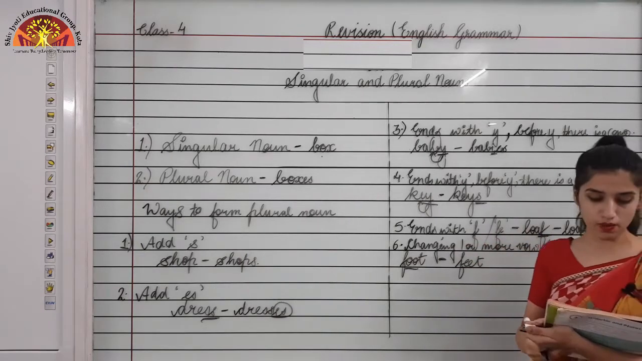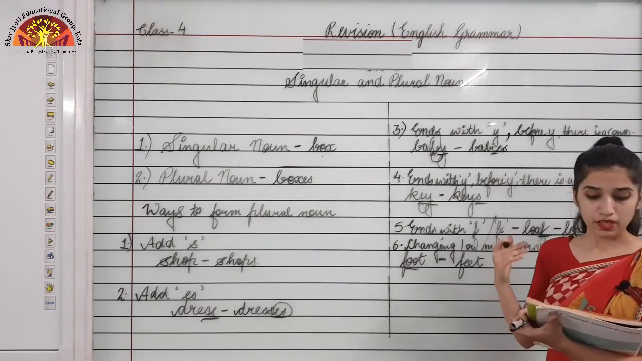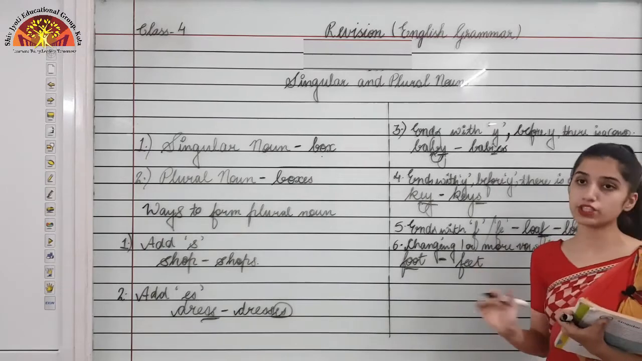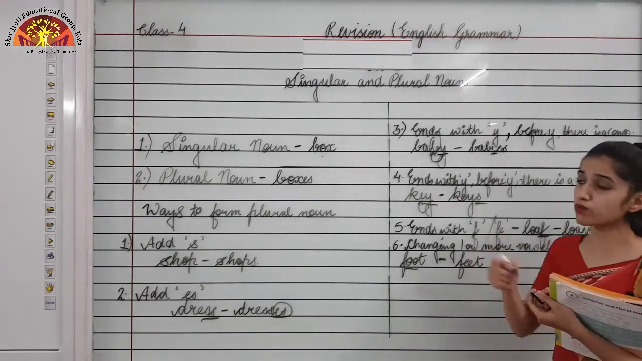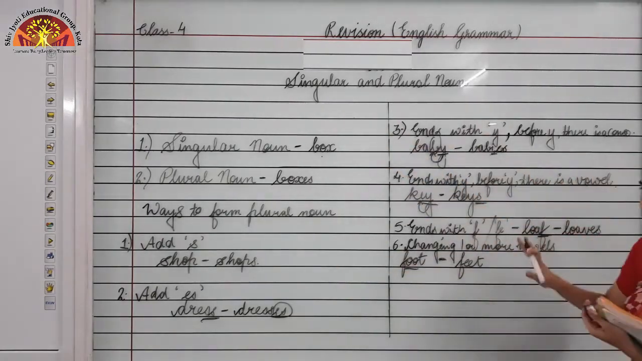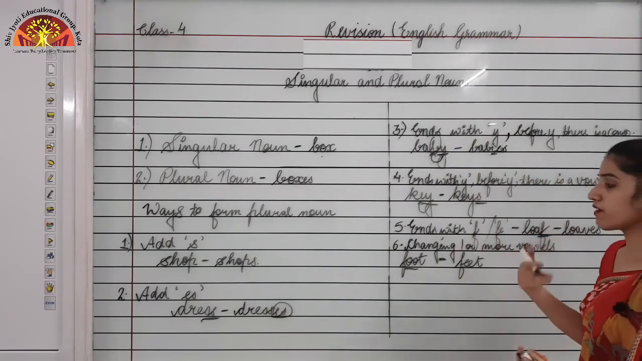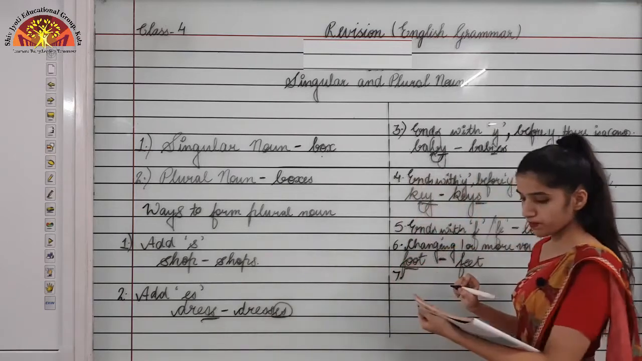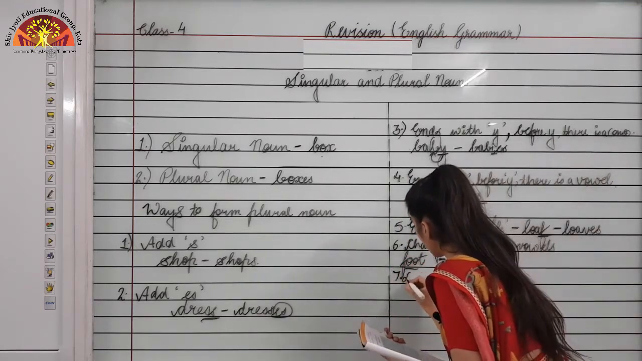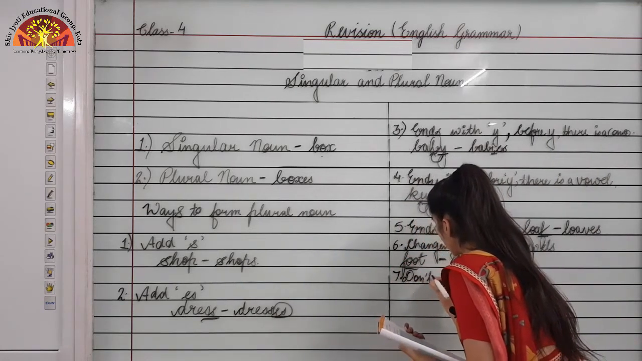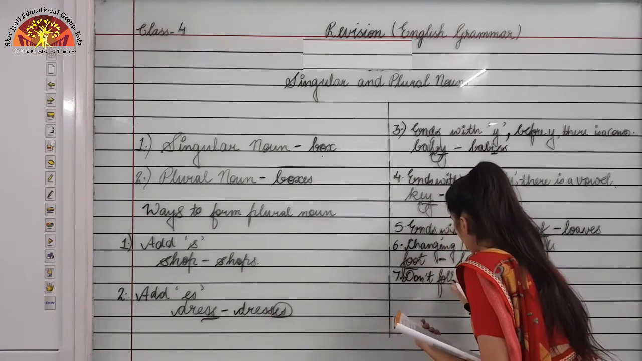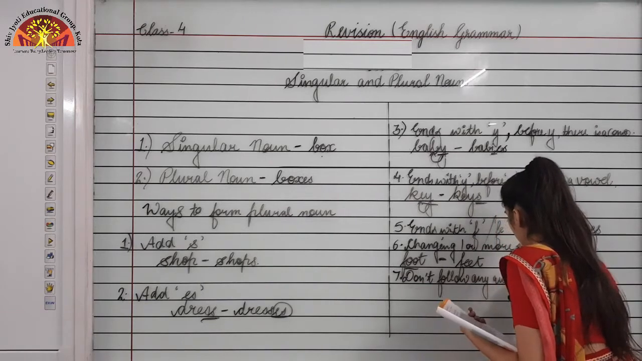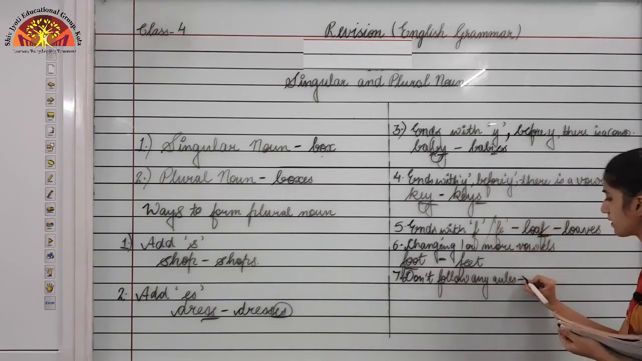Now moving to the next one, that is some nouns. There are some nouns that don't follow any rules while changing into plural. Now there are some nouns which don't follow the rules we have studied. Let's see some examples of that. Okay, so don't follow any rules. Let's see the example.